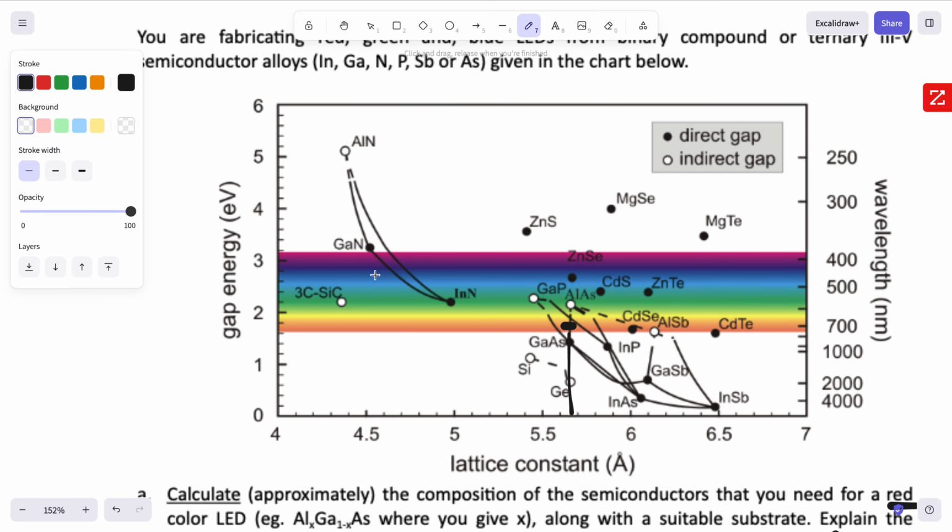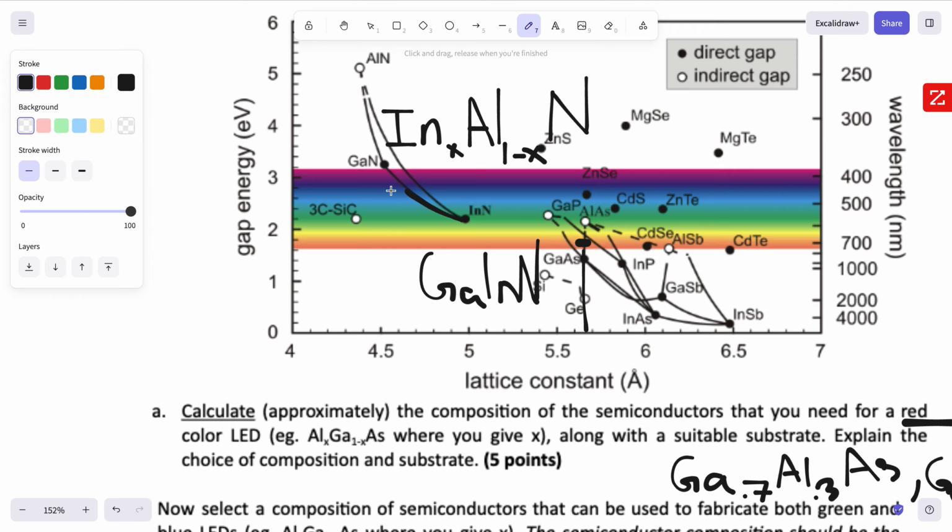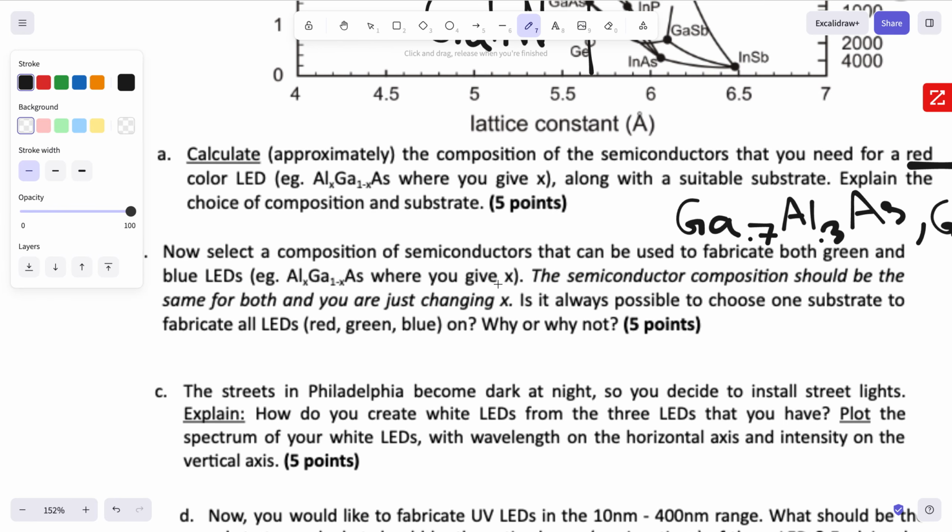Similarly here, we need to find a semiconductor whose band gap can work for blue and green. So I suspect something like this, where we use some combination of indium, aluminum, and nitrogen for the semiconductor part, and for the substrate, some combination of gallium, indium, and nitrogen, which will have a lattice that matches it.